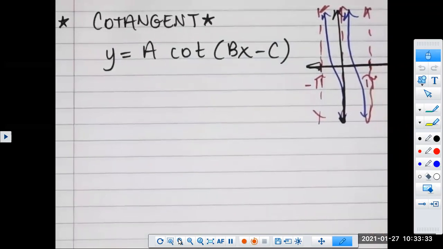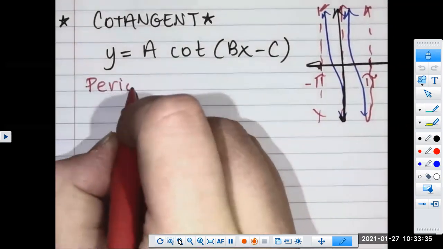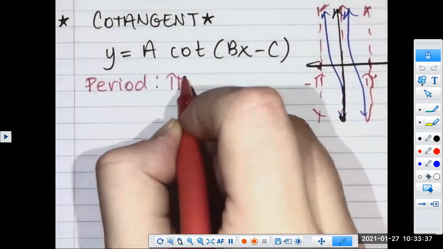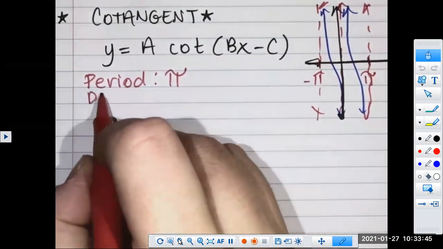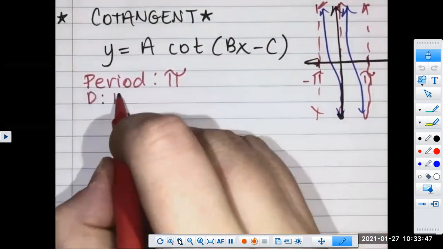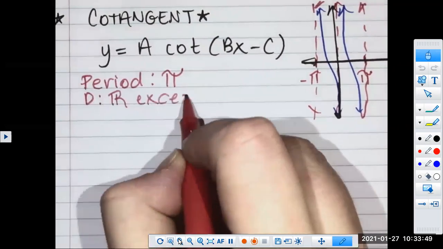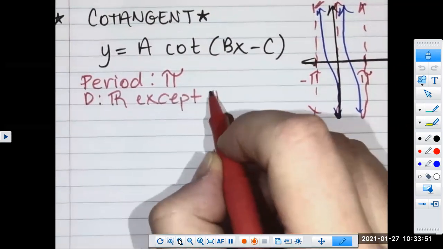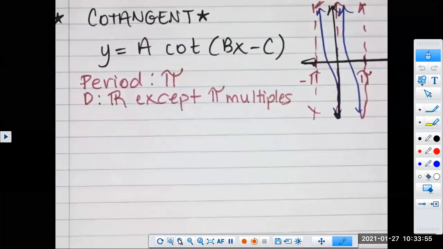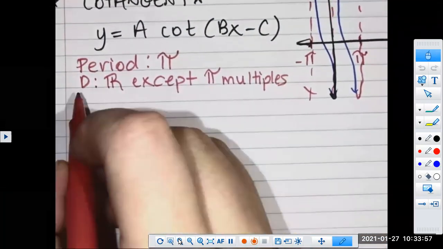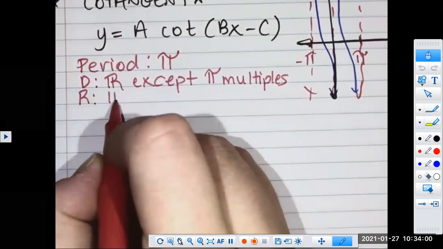Your period for cotangent is still pi, just like tangent. Domain is all real numbers except pi multiples. Range is all real numbers.